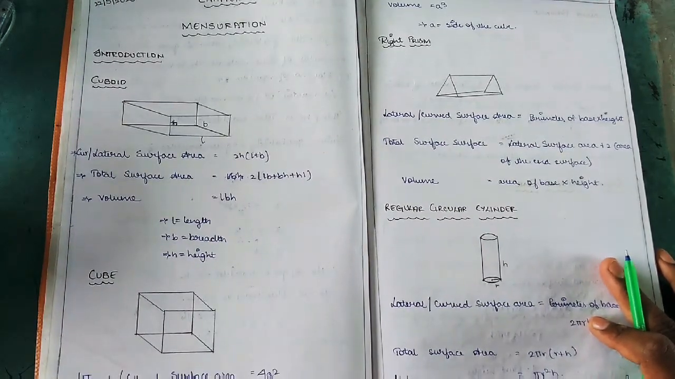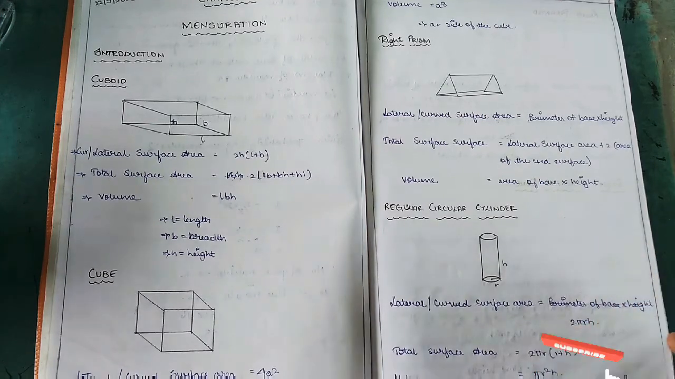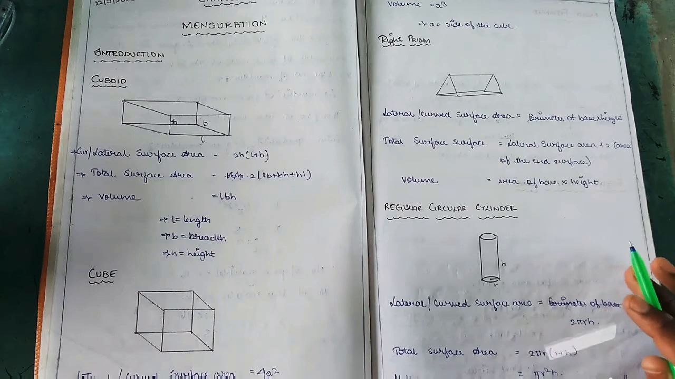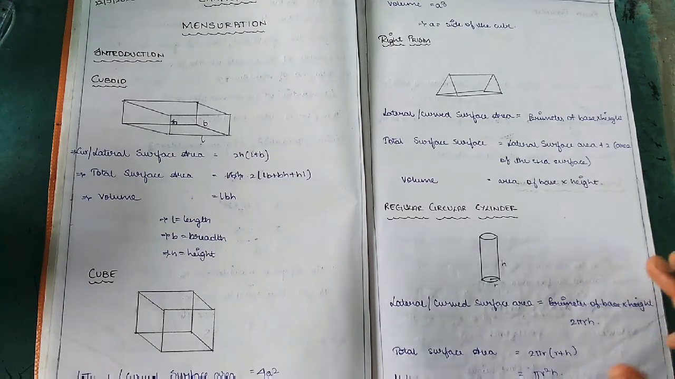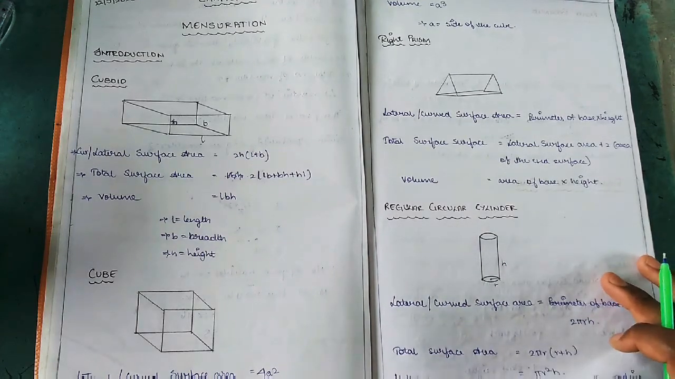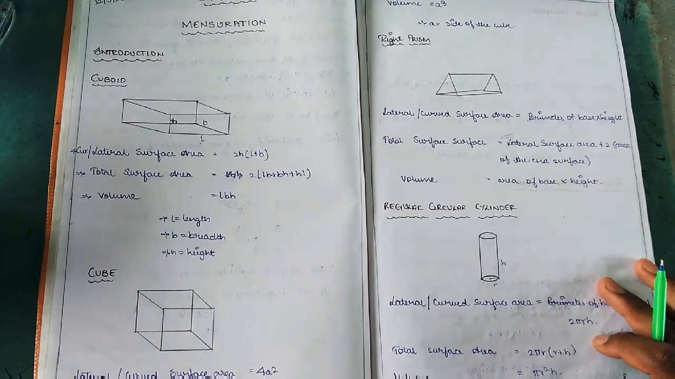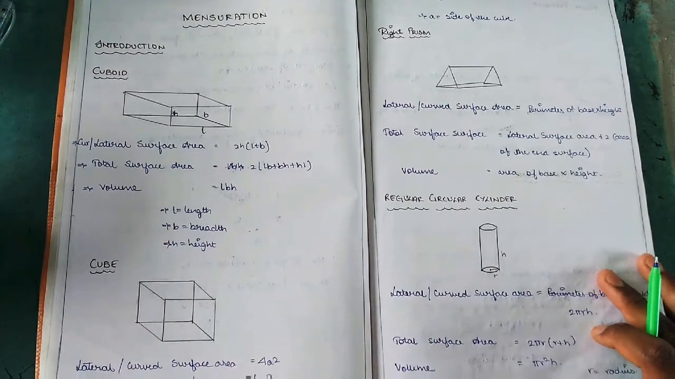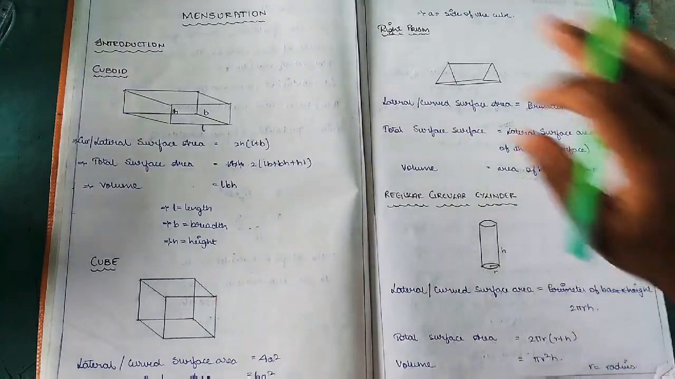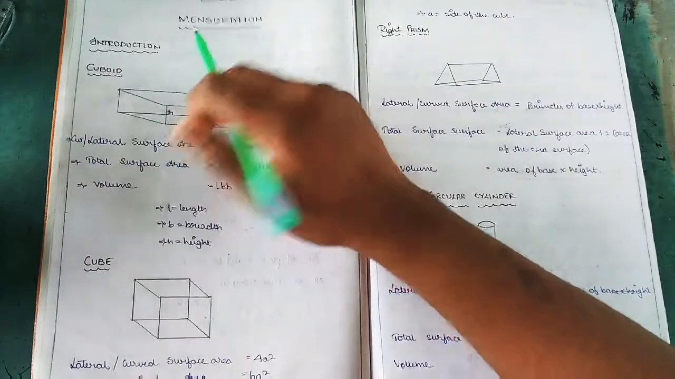This chapter is based on the cuboid, cube, prisms, cone, and cylinders, and we have to be thorough with the formulas. This chapter is filled with these formulas. First of all, in this video we shall discuss the introduction. In the introduction, first of all we will discuss the cuboid.